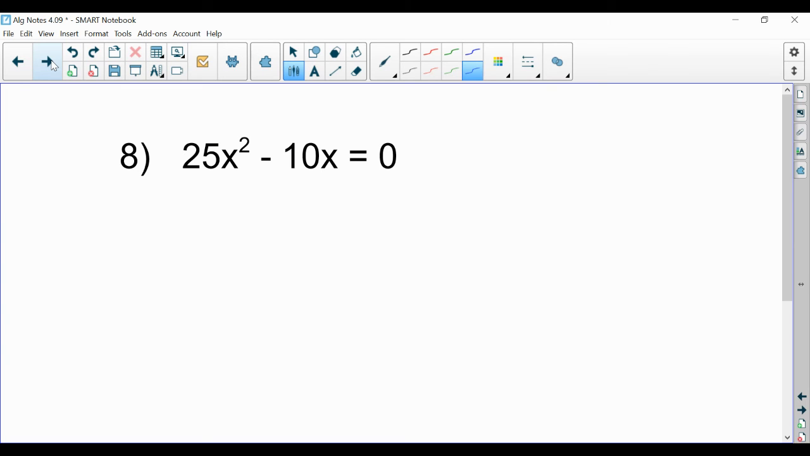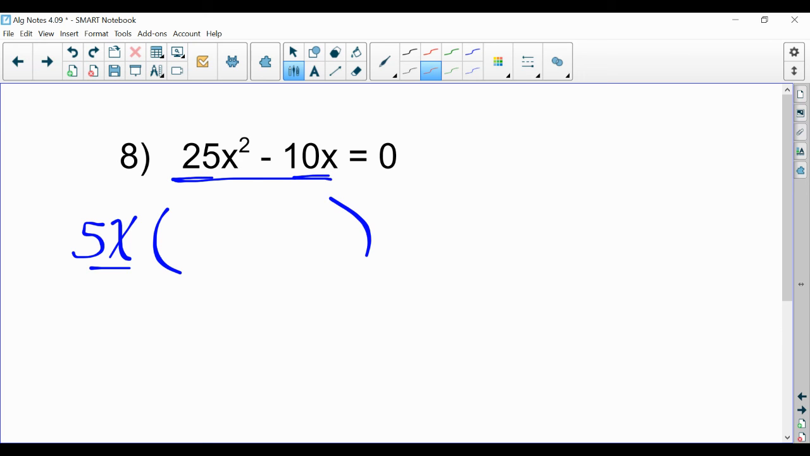All right, let's try another one. Again, I'm going to undistribute this expression. I'm going to find out the factored form of that expression. So what do these 2 terms have in common? Yeah, they have an x in common. They also have a 5 in common. Do you see how 5 is a common factor of both 25 and 10?